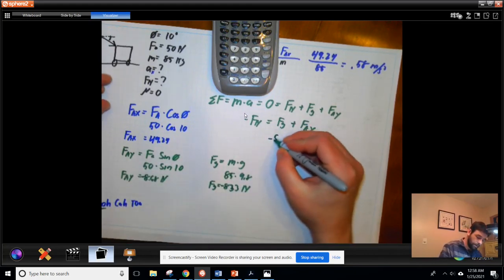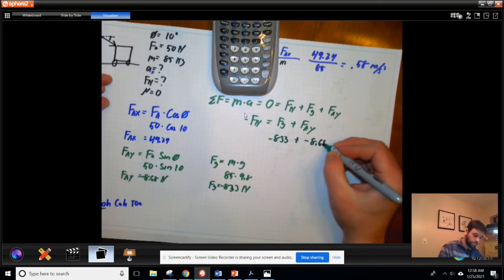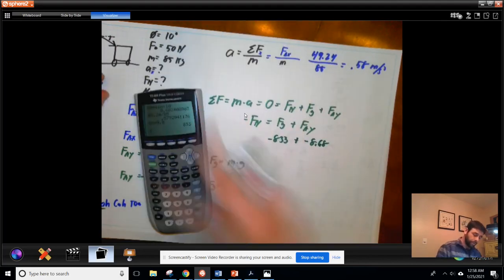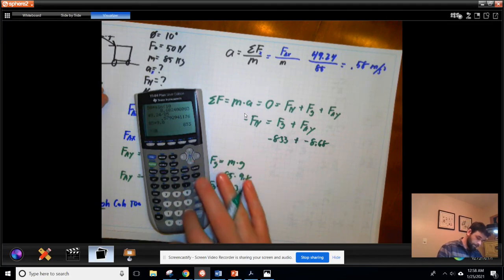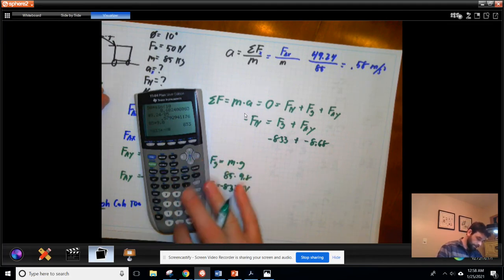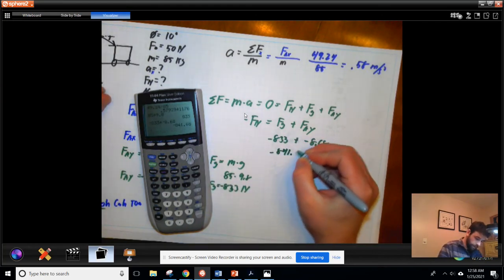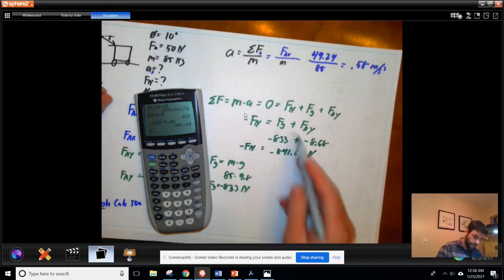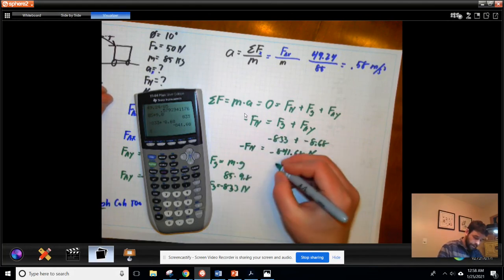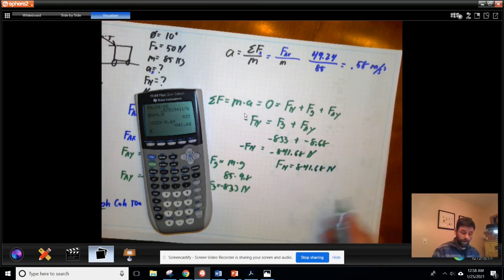You have a negative 833 Newton force plus a negative 8.68 Newton force. So negative 833 plus a negative 8.68 equals negative 841.68 newtons, which equals negative force normal. So in that case, we can cancel out those negatives and we can say the normal force is equal to 841.68 newtons. Obviously, the normal force got a little bit higher here.